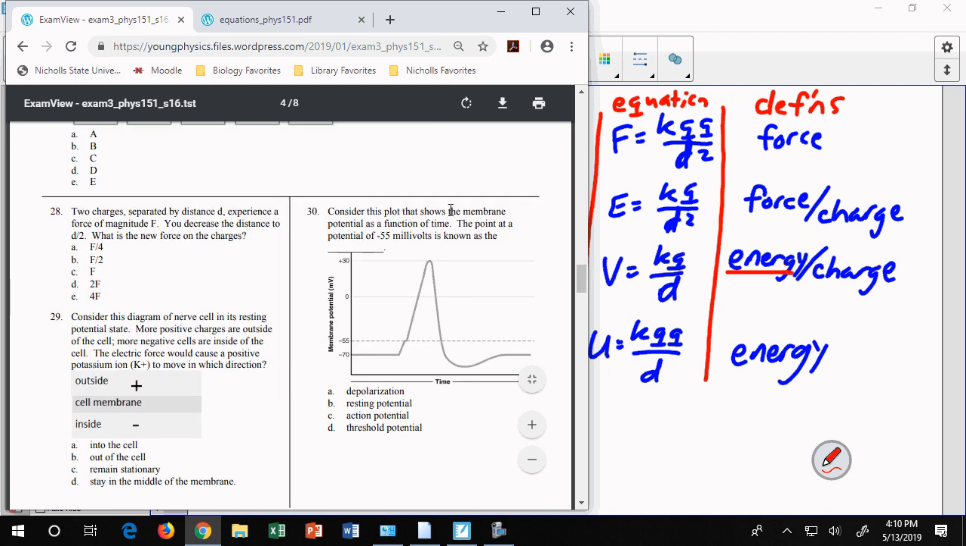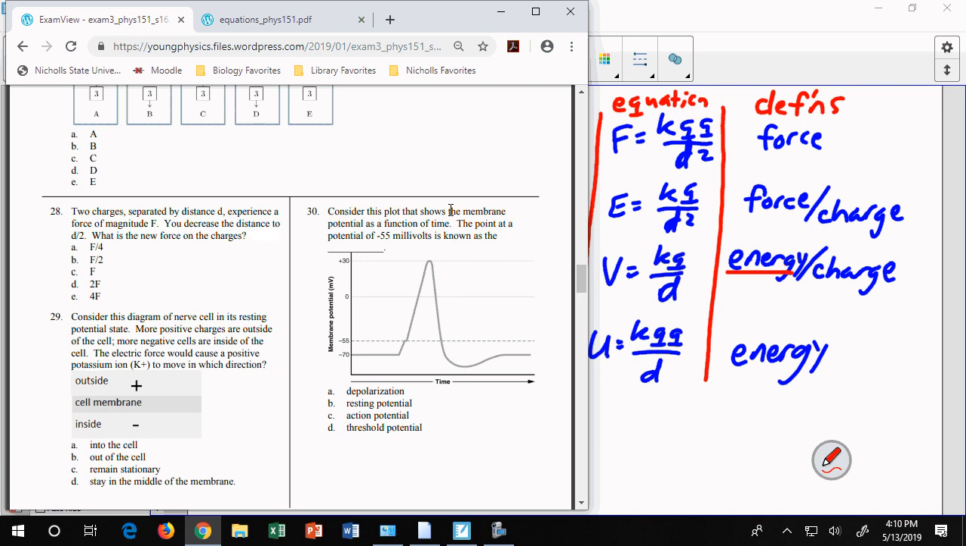Okay, so this is similar to what we were looking at before. I'm starting with this k q q over d squared, and then I decrease the distance to half that original value. So it's a half, it's squared, that's become a fourth, but it's in the denominator, so it comes up over as 4F. And I can think about that because if I have two charges and I move them closer together, the force is going to go up. And then it's just a matter of by how much does the force go up. And since the distance is squared, I know that it's going to be squared in the change in the distance.